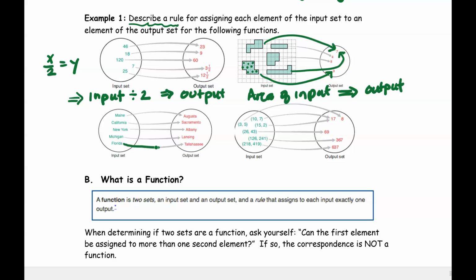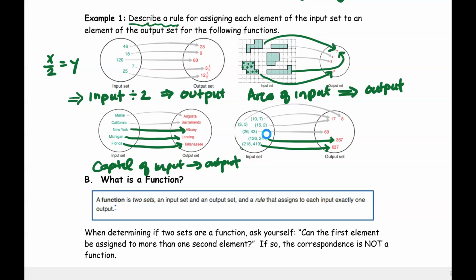Let's look at this one. Input: Florida is connected to Tallahassee, Michigan to Lansing, New York to Albany. So we're taking the capital of the input, and that's giving us the output. And then last, what are we doing here? It looks like an ordered pair, and that's linked to one single number. So how are we getting that single number? Looks like we're taking the sum, adding them together, the sum of the ordered pair, and that's giving the output.